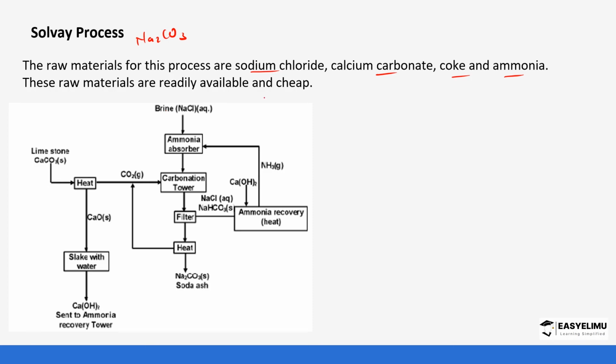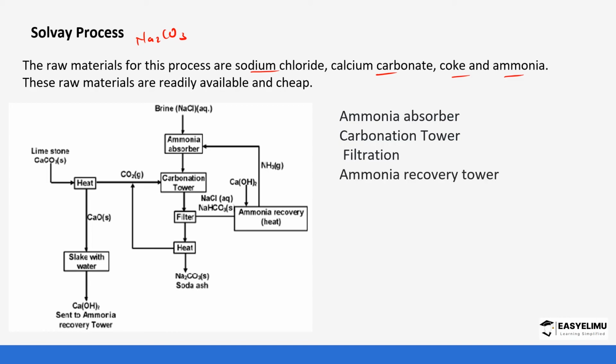When you look at the Solvay process, we have some major processes. One of the processes happens in the ammonia absorber, where we combine ammonia and brine. Then we have the carbonator or carbonation tower. This is where we mix carbon 4 oxide and ammoniacal brine, and then a reaction occurs. We're going to go to the details of the reaction in a minute. The products are taken to the filters and undergo a process called filtration, and then the two products are separated. We also have the ammonia recovery tower, where ammonia is recovered and taken back to the ammonia absorber. And then we have the lime kiln, where the limestone is heated.